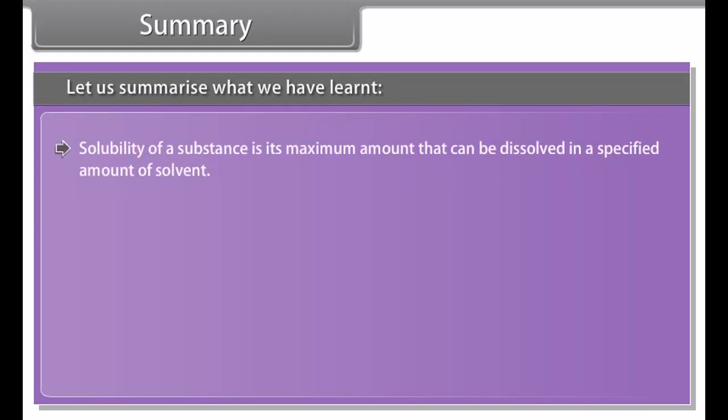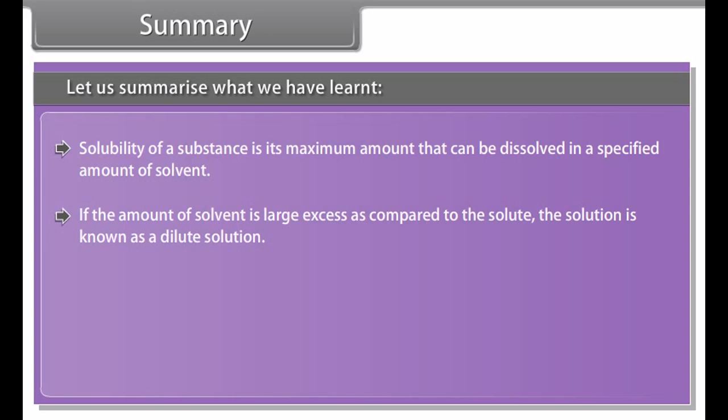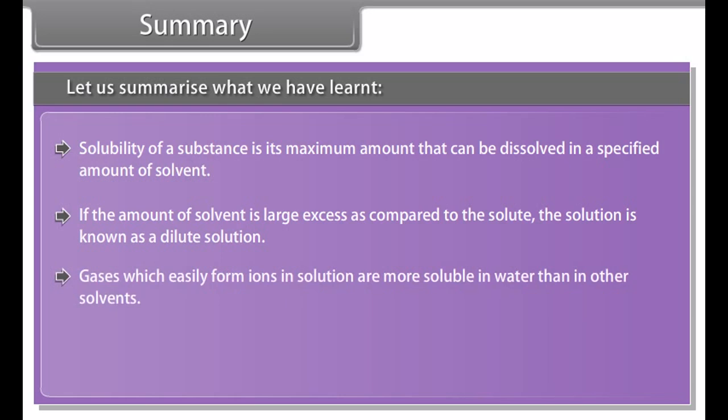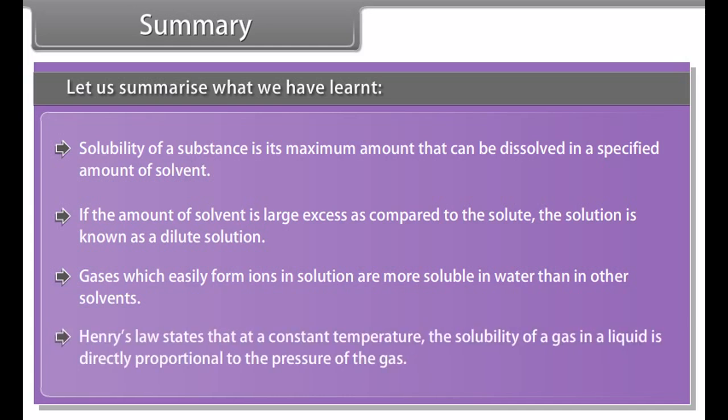Solubility of a substance is its maximum amount that can be dissolved in a specified amount of solvent. If the amount of solvent is in large excess as compared to the solute, the solution is known as a dilute solution. Gases which easily form ions in solution are more soluble in water than in other solvents. Henry's law states that at a constant temperature, the solubility of a gas in a liquid is directly proportional to the pressure of the gas.